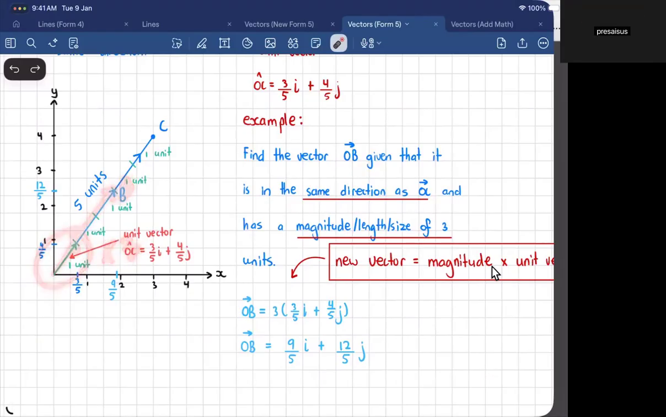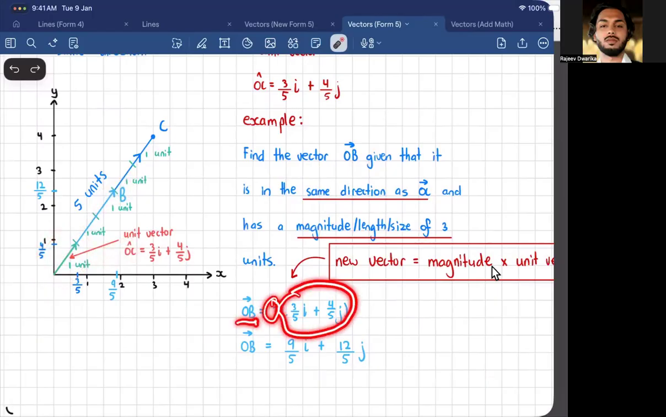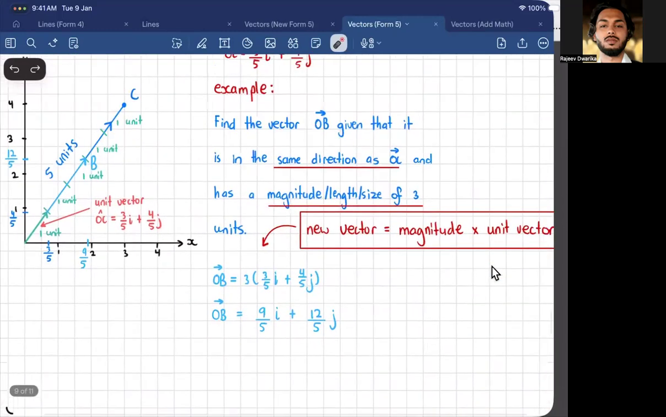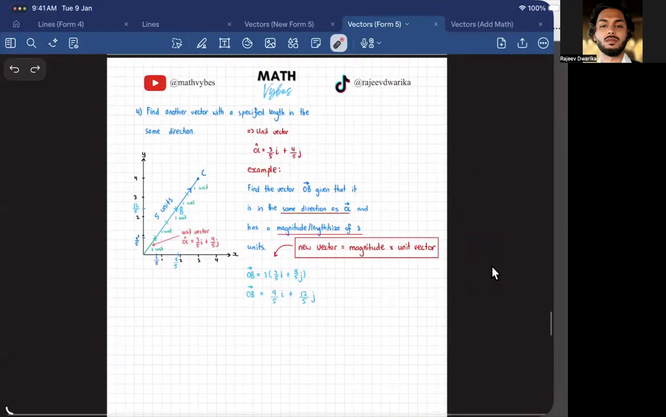Yes, sir. So to find OB is going to be 3 times the unit vector, and you'll get your new vector, OB. Right? And that's it. That's essentially all you had to know for unit vectors. That's it.